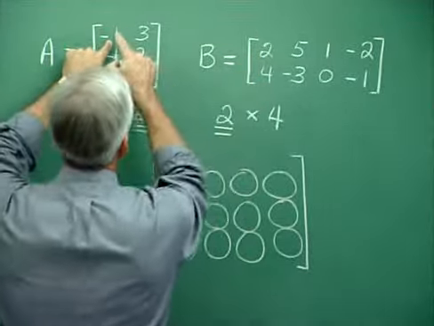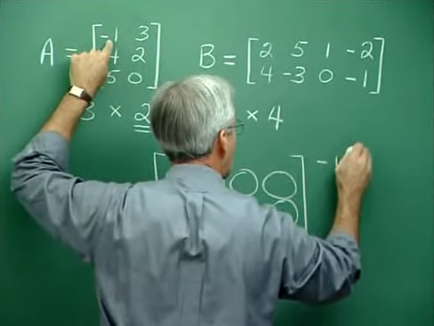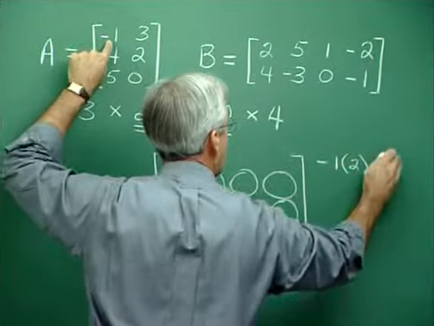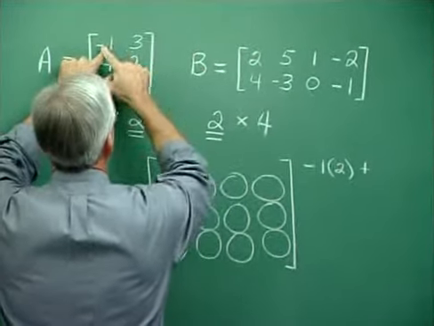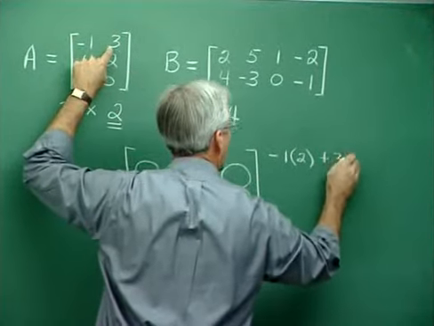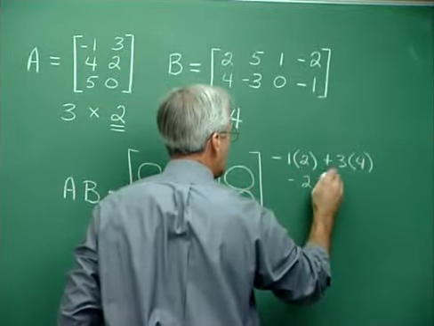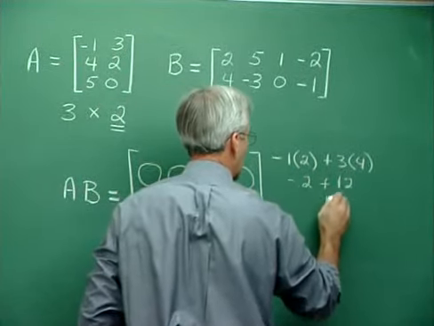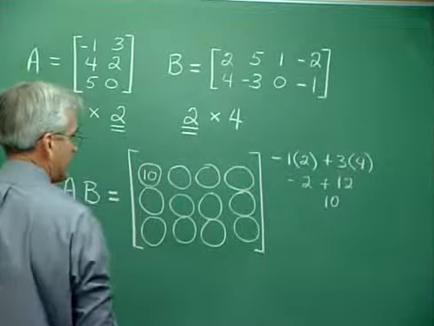It is -1 times 2. I'm going to write that out for emphasis. -1 times 2, and then plus, you see, first times first, and then along this row, then 3 times 4. So we have, let's see, -2 plus 12, this is 10. So the entry that goes right here is 10.